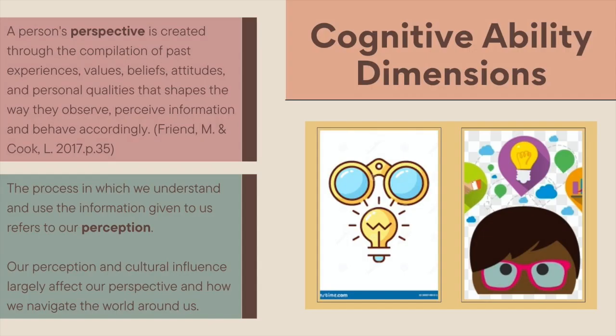The overarching subcategory of cognitive ability dimensions is perspective. A person's perspective is created through a compilation of past experiences, values, beliefs, attitudes, and personal qualities that shape the way they observe, perceive information, and behave accordingly. The process in which we understand and use the information given to us refers to our perception. Our perception and cultural influence largely affects our perspective and how we navigate the world around us.